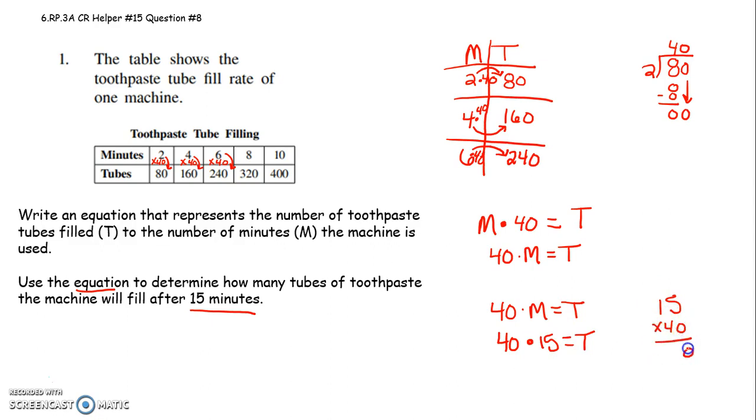You can put that 0 down. 4 times 5 is 20. Put down a 0, carry a 2. 4 times 1 is 4, and 2 more is 6. You must be able to fill 600 tubes in 15 minutes, because 15 times 40 is 600. And there's our work. And this first one, it would be 40 times M equals T.